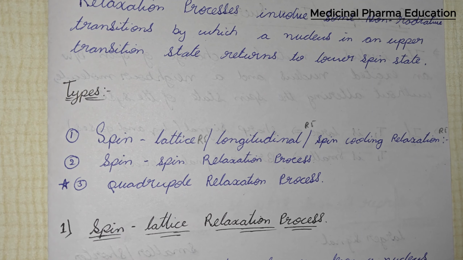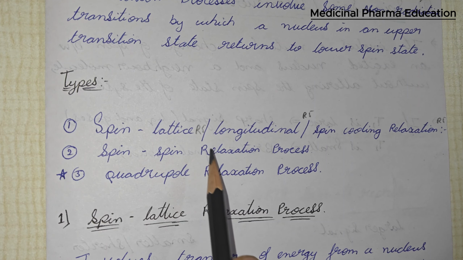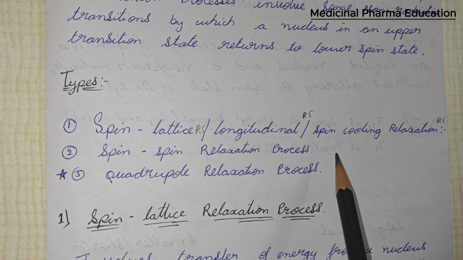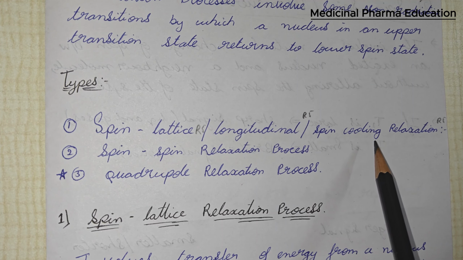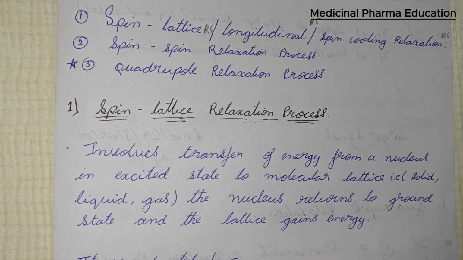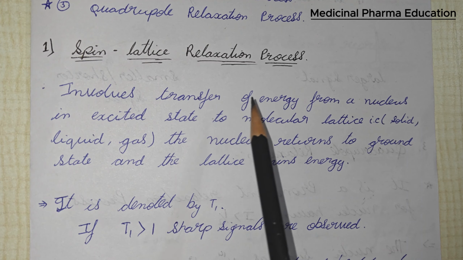There are types of relaxation process. Mainly there are three types: the spin lattice relaxation process, also called the longitudinal relaxation process or spin cooling relaxation process; second, the spin-spin relaxation process; and third, the quadrupole relaxation process. We'll go through each one by one. Firstly, spin lattice relaxation process.